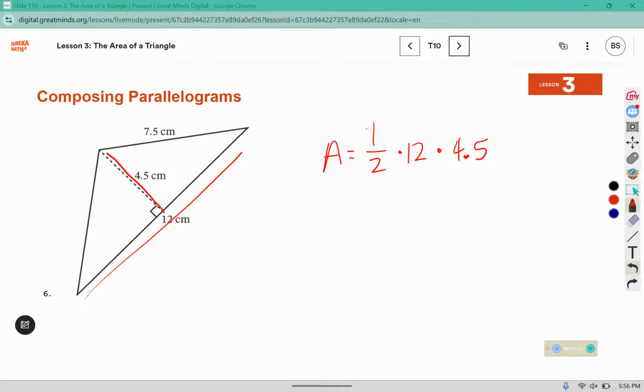Twelve times 4.5 is 54. And half of 54 is 27. You can think of half as 0.5, or you can divide 54 by 2. Another way that you might see the formula for the area of the triangle is base times height divided by 2.